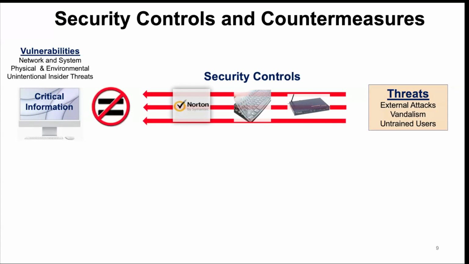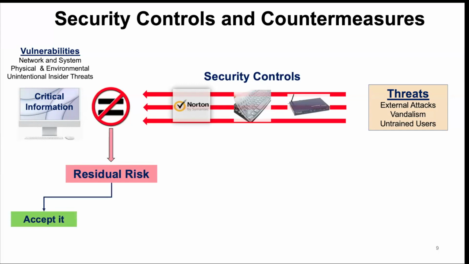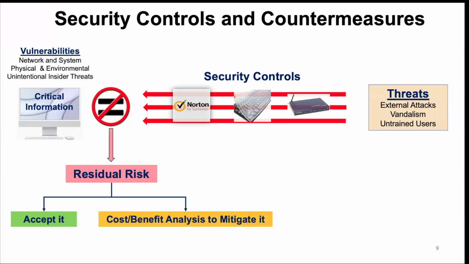That's what we're doing. Now, as we know, you'll never cover all of the risks, so you can always have what we call residual risk, and now what am I going to do with this residual risk? I can accept it, or I'll do a cost benefit analysis and say, how much more would it cost me to mitigate that risk? And many times the cost is higher than the asset that we're trying to protect.